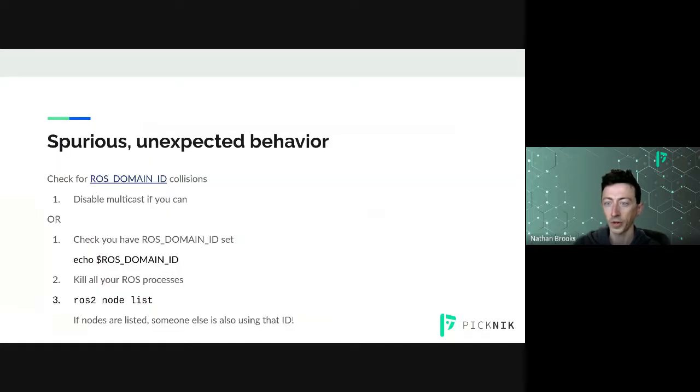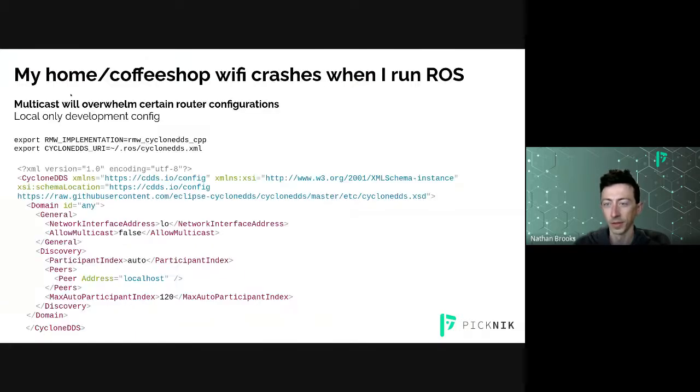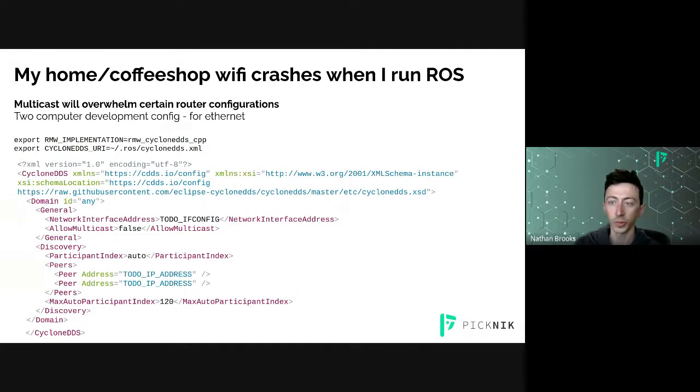If your robot's hopping around wildly and you need multicast, check that no one else is using your ROS domain ID. If everyone else seems to be having Wi-Fi issues but not you, you might be using multicast and overwhelming the network. Here's a DDS config for a 1 computer setup to avoid that, and here's one for 2. The same principles can be applied for other vendors.